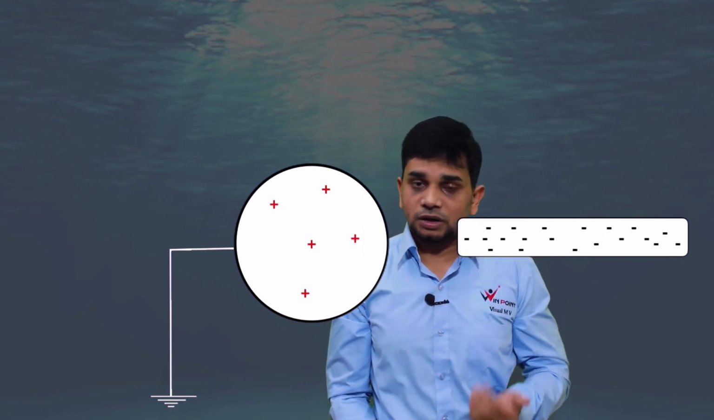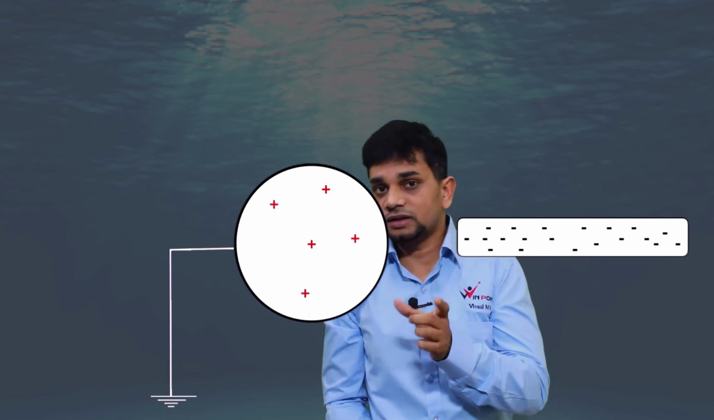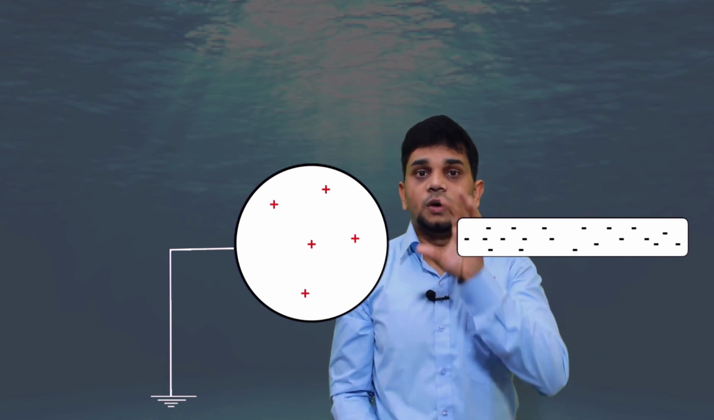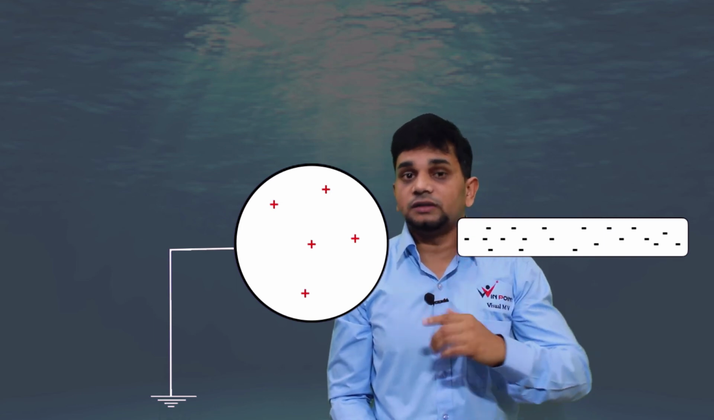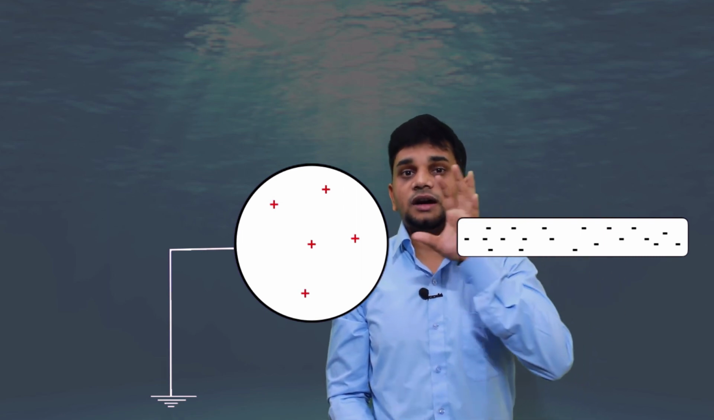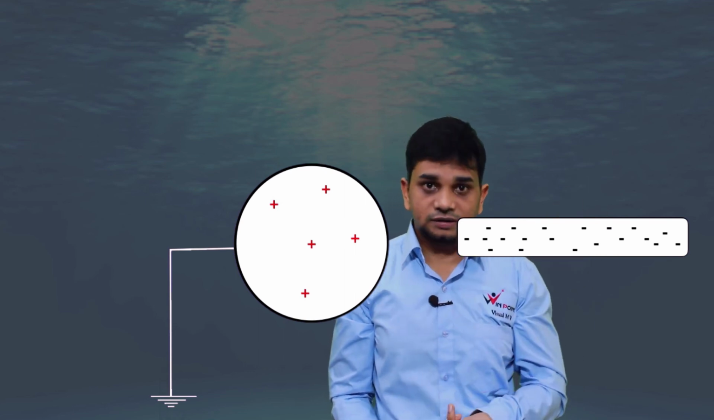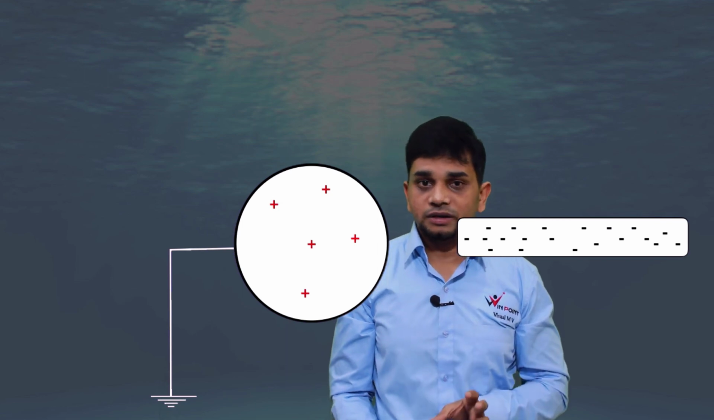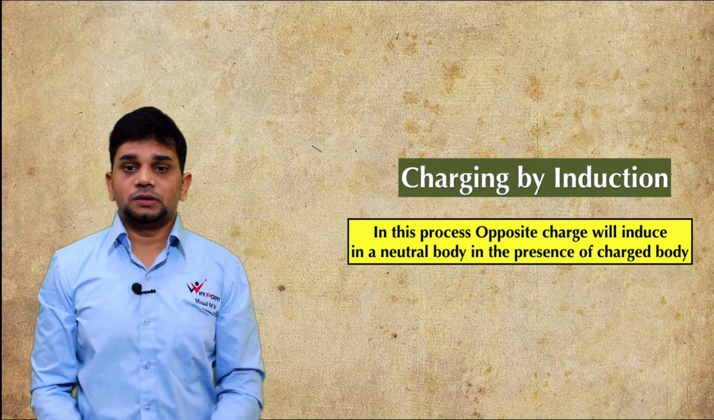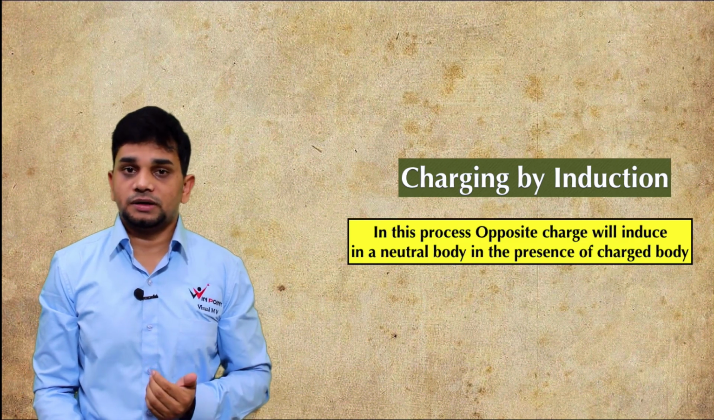So what are we doing here? We are bringing a charged object near to an uncharged object. So this charged object is inducing opposite charge on that uncharged object. Opposite charge, that is very important. This negative charge is inducing a charge in the uncharged object. That is the reason for this charge formation, and it is known as charging by induction. In this process, opposite charge will be induced in a neutral body in the presence of a charged body.